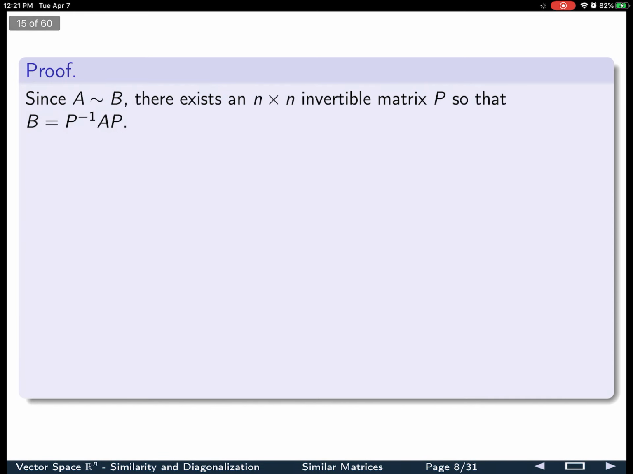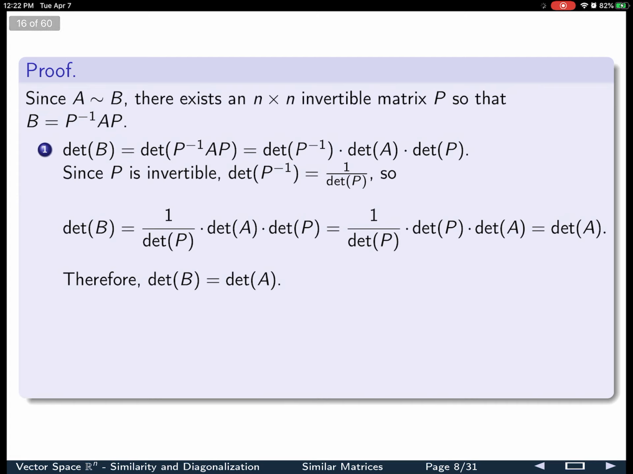Well, what we can do is look at the determinant of B. We're going to say that B is P inverse AP. And remember that the determinant of P and the determinant of P inverse are inverses of each other. So when you do that entire multiplication, things cancel out, and you're left with the determinant of B is the determinant of A.